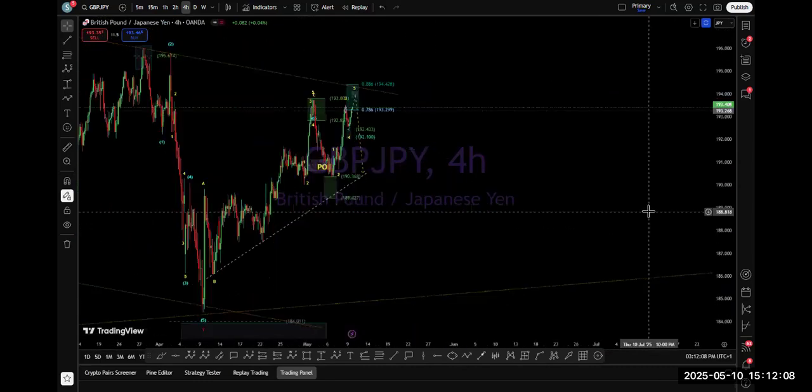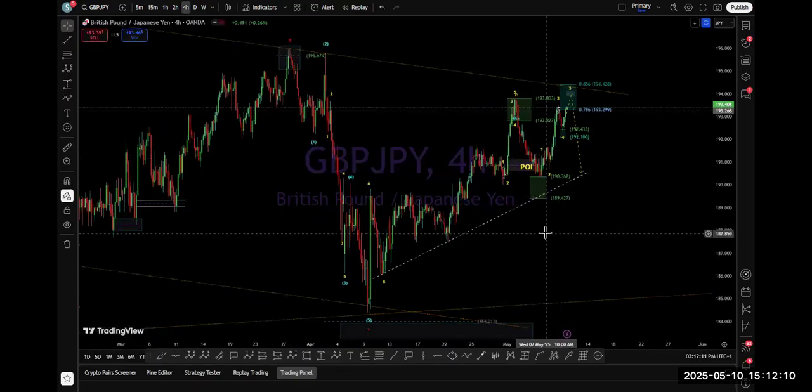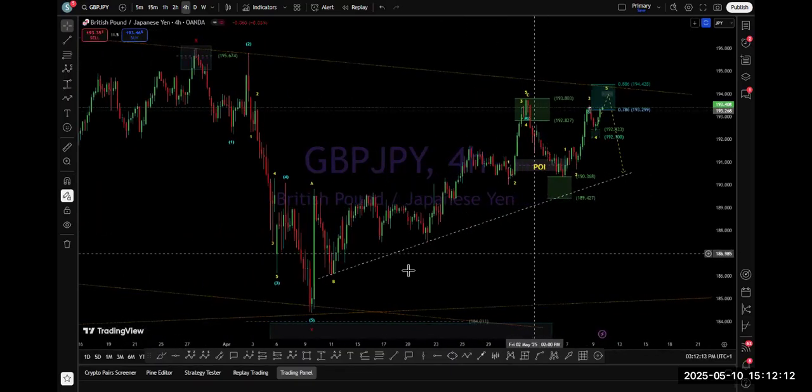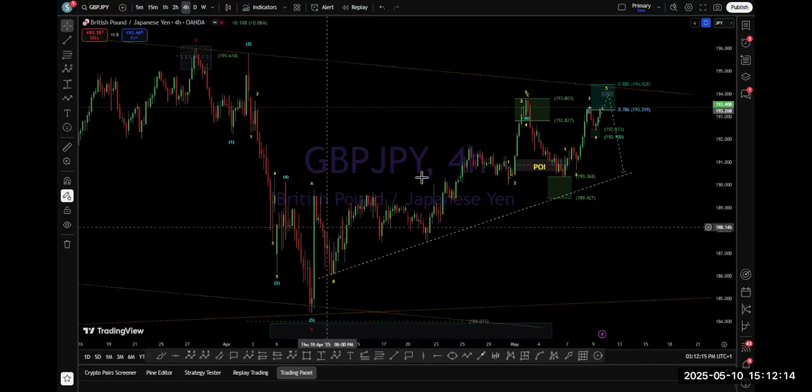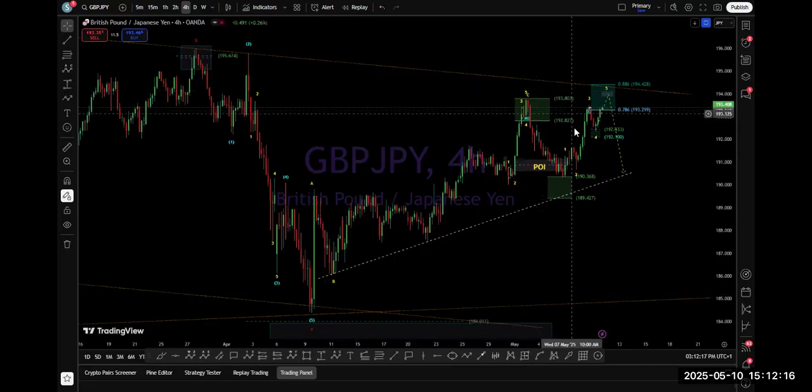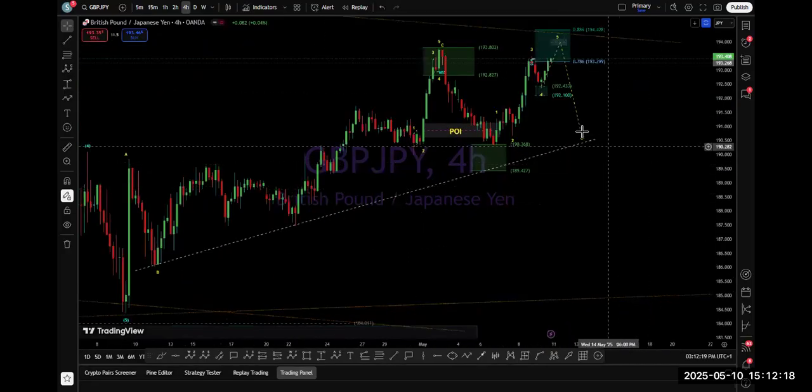So let's do the chart again. This is the 4-hour time frame, and the market seems to have completed a pattern.